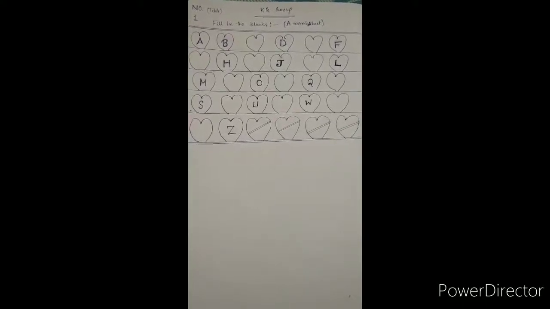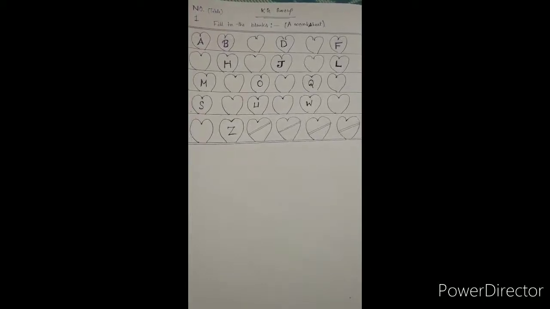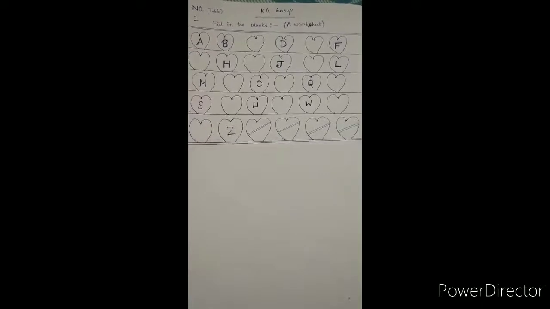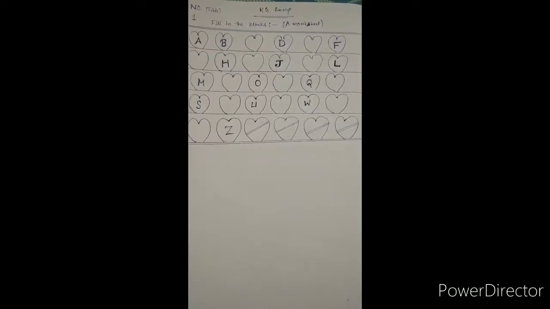Here I have prepared a worksheet for you. There are some missing letters and we have to fill all these missing letters in the proper way.